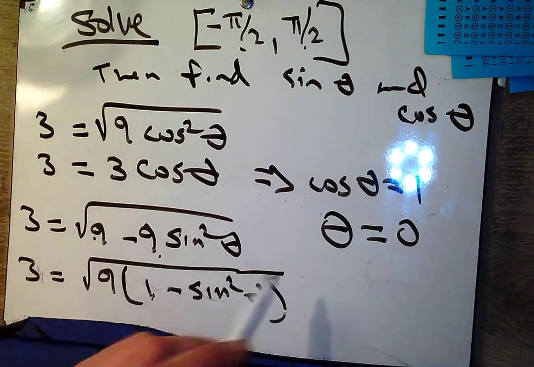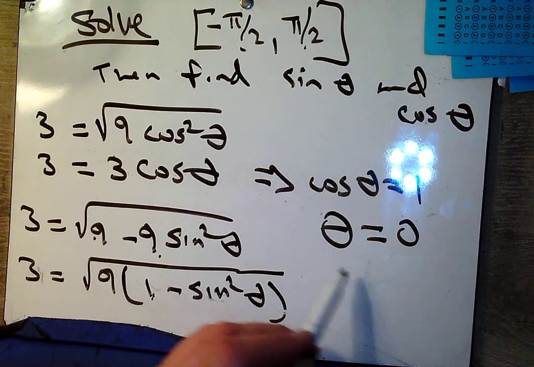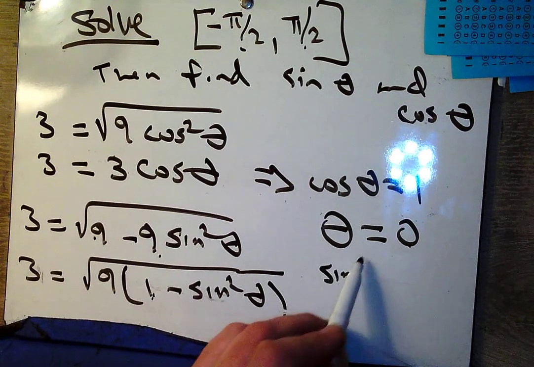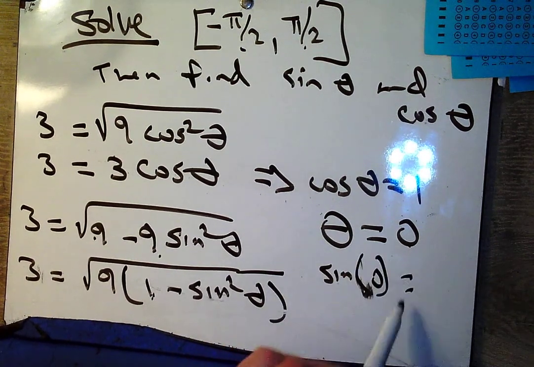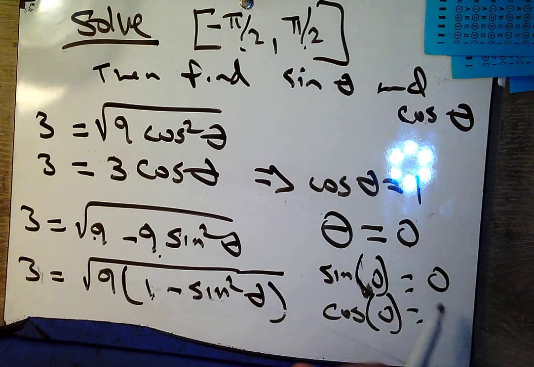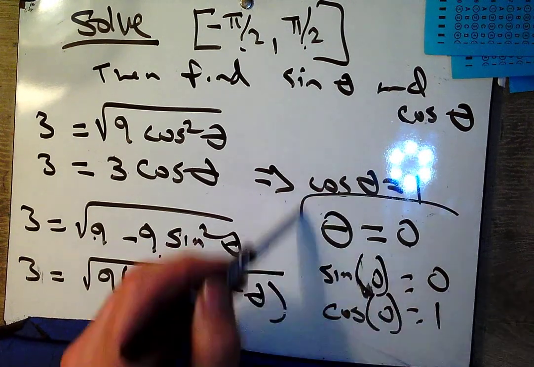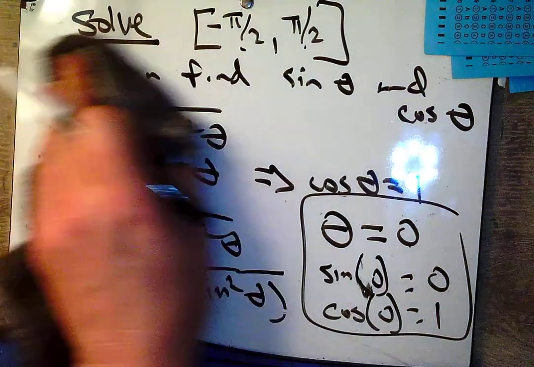Remember, they also wanted me to find sine and cosine. And how can I do that? Well, this is the angle. So what's the sine of 0? Sine of 0 is 0. And what's the cosine of 0? 1. Okay, so those are the 3 things they asked for. Okay, what about solving this one?